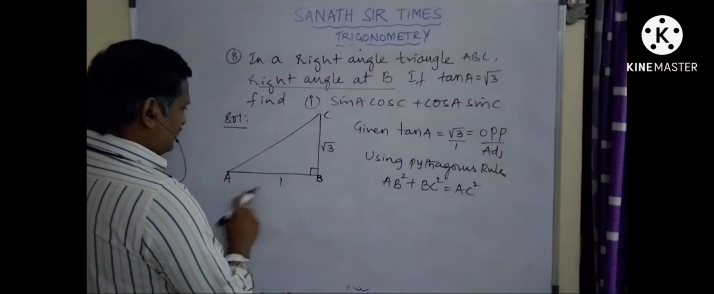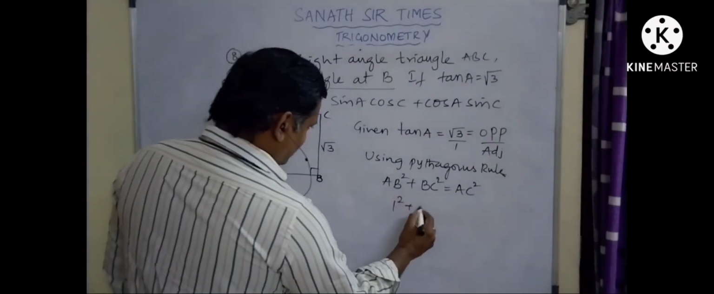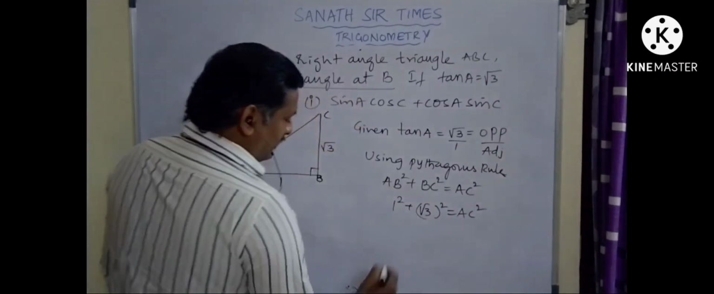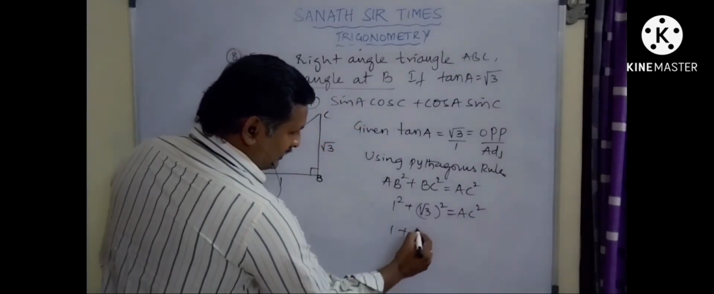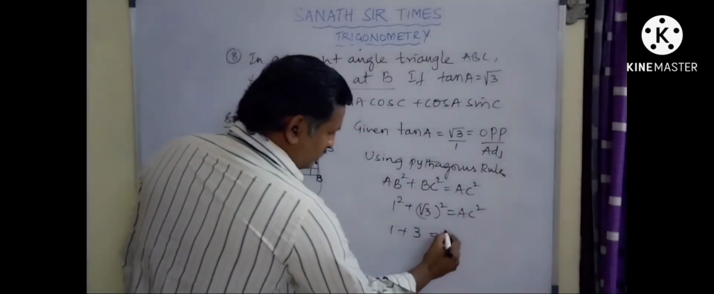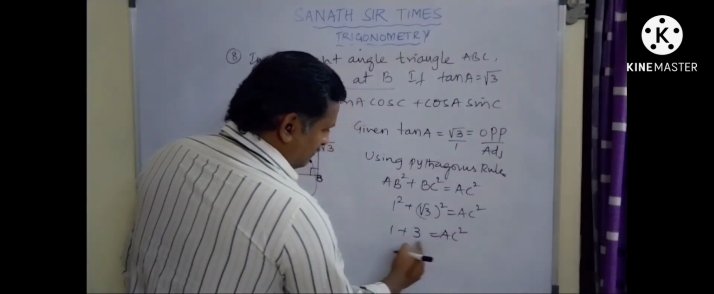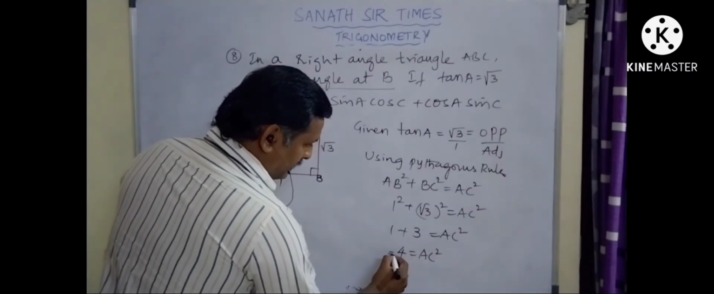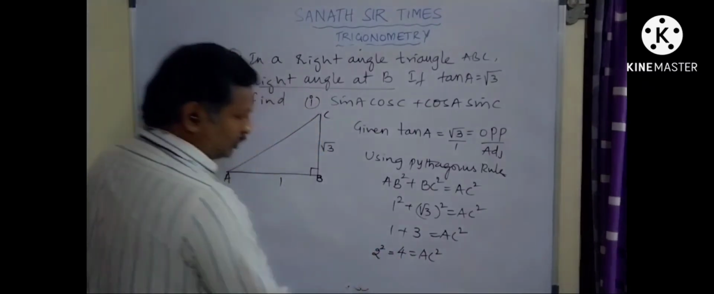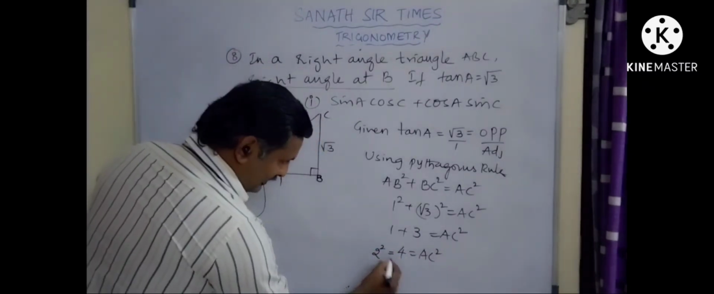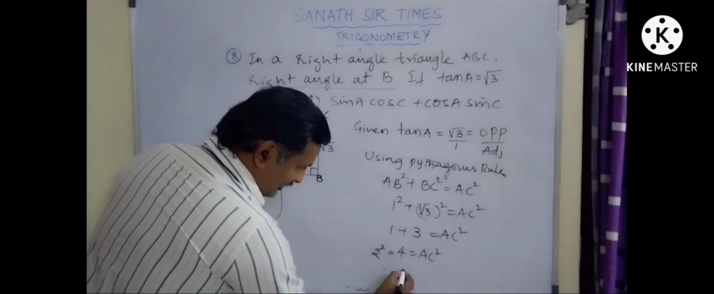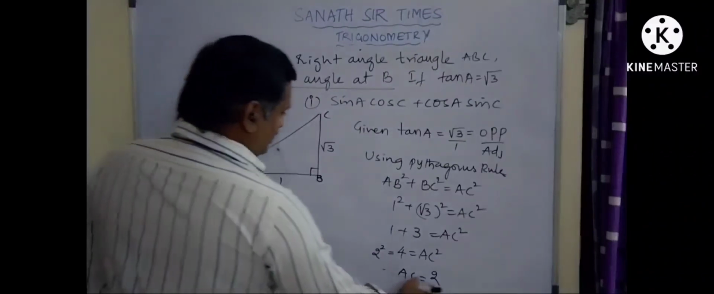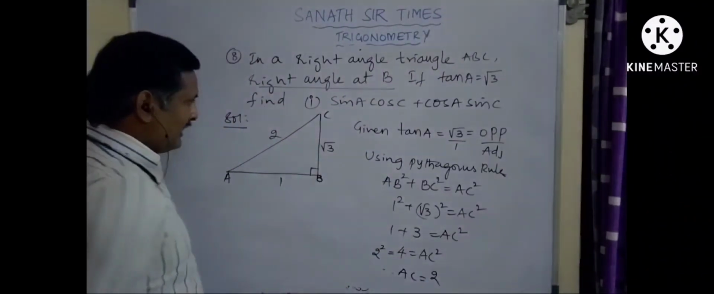AB, what is AB? AB is 1 square, plus root 3 whole square is equal to AC square. Now 1 square is 1, root 3 square, you know this is 3, is equal to AC square. 1 plus 3 is 4, is AC square. But what is 4? You can write 4 as 2 square. So it means that when you eliminate squares on both sides, you get AC is equal to 2. Once AC is known to you, you can post it there.